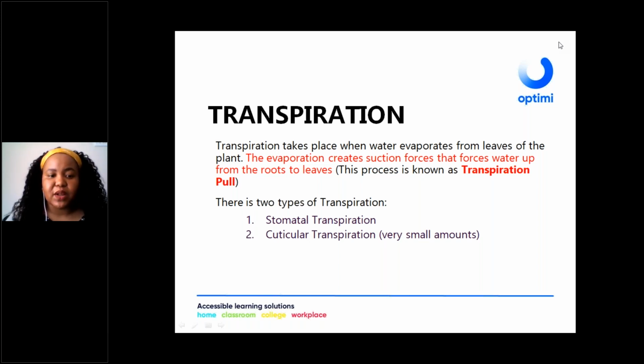From the leaves, the water will escape or evaporate into the air through the stomata, and that is known as stomatal transpiration, or it can evaporate through the cuticle, known as cuticular transpiration. But this happens in very small amounts, so we're not going to be looking into that in this session. We're only going to be looking at stomatal transpiration.